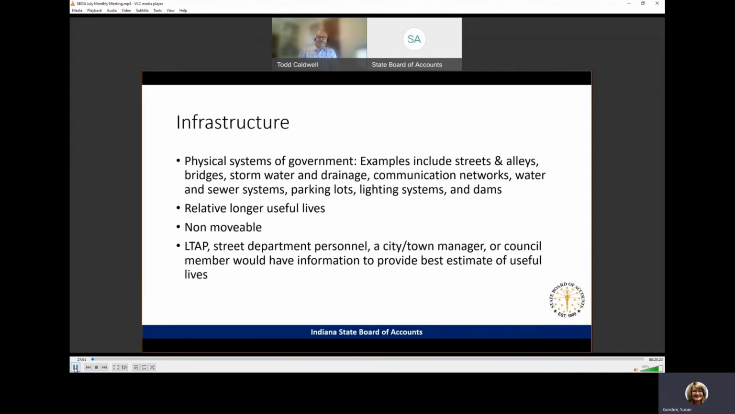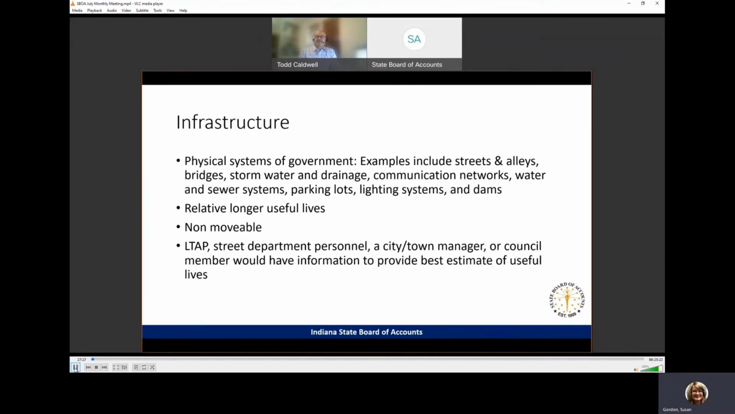However, for streets and roads, LTAP or your street department personnel, even a council member, might already have records and track the number of miles of road and the age and condition of them. Most of you have an asset management system that's required in order to even apply for a community crossings grant, and that plan likely has some information to help with valuing the streets and roads.